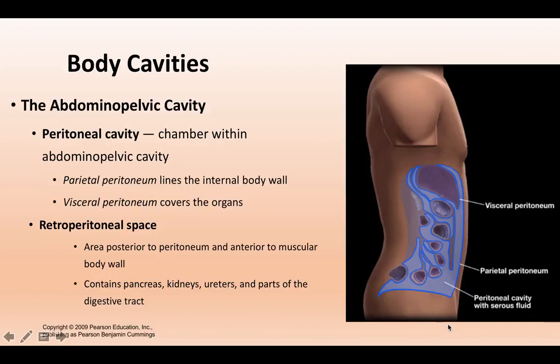Before I forget, not all the organs of the abdominal cavity are surrounded by this peritoneum. There are still organs in this region that are not part of this double membrane, and they're referred to as the retroperitoneal space and contain retroperitoneal organs. These organs include your pancreas, your kidneys, ureters, and part of the digestive system.